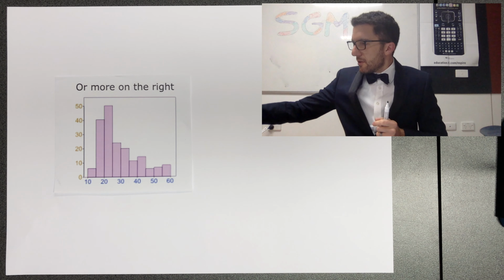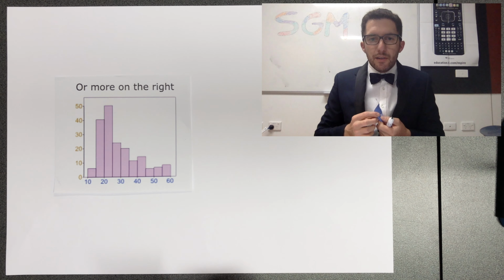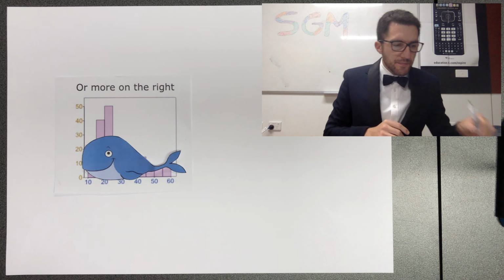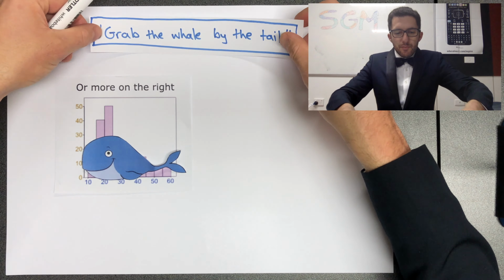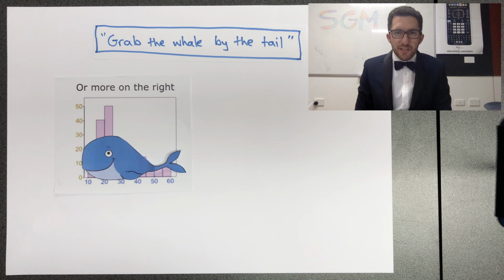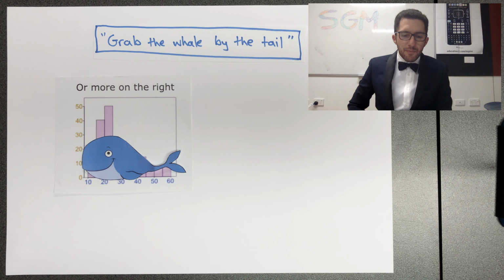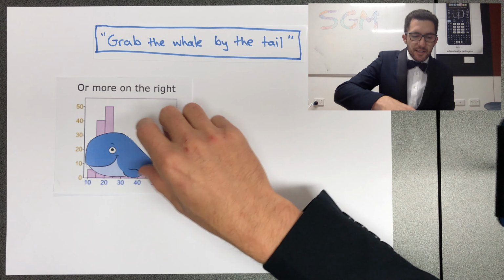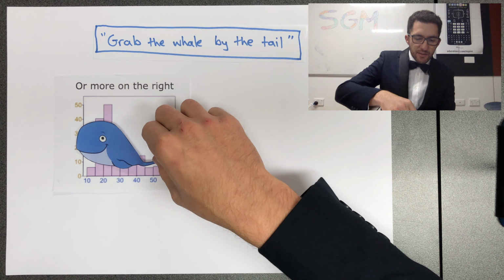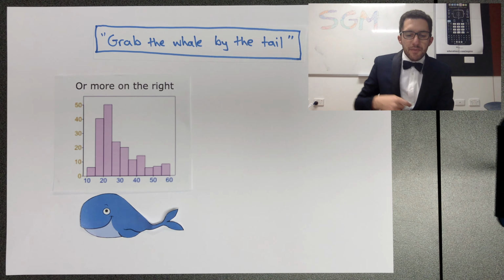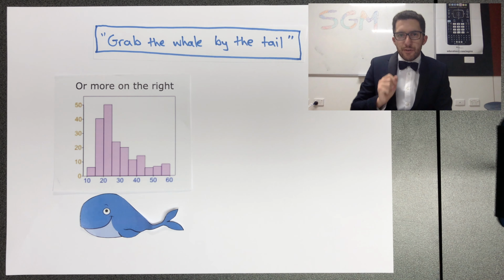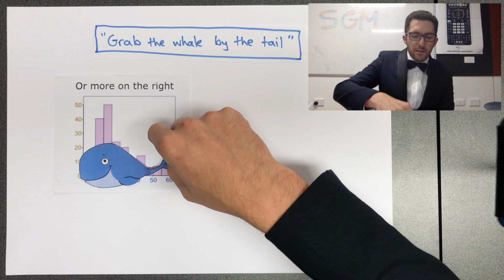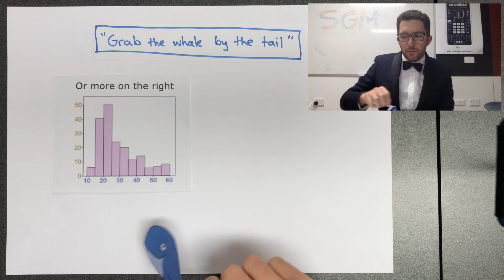To help us, we're going to get our good friend Wally the whale. So Wally the whale is going to help us understand why this is skewed to the right. There's a little saying which you might want to memorize. It says, grab the whale by the tail. So we're going to grab Wally by the tail, and that helps us remember which way it's skewed. We're looking for the tail of the data. So Wally's head sort of represents those high columns up there, and here's his tail down here. So wherever his tail is, that is the direction of the skew. So Wally's tail is over here on the right, so this data is skewed to the right.